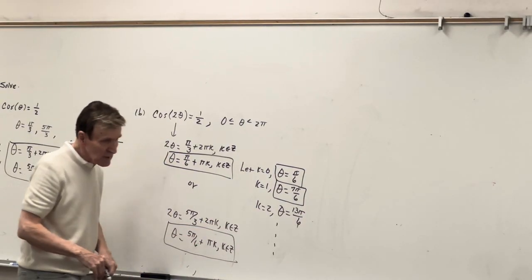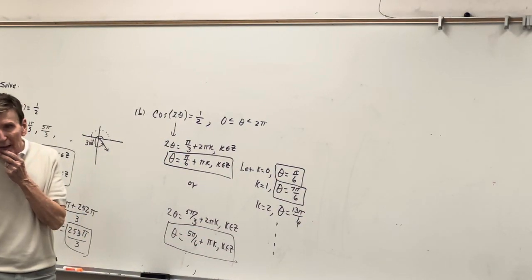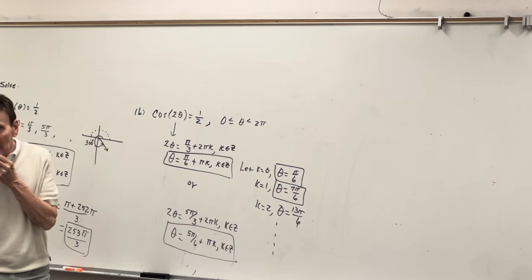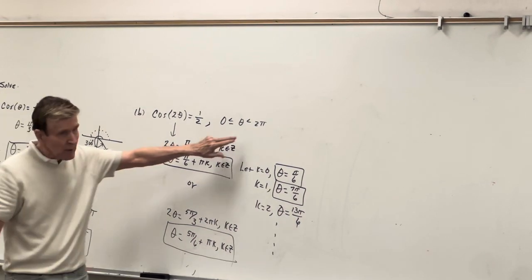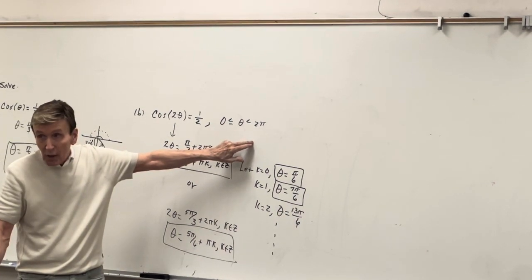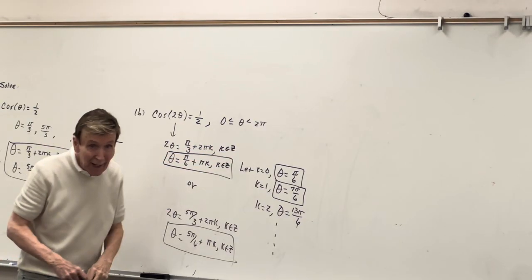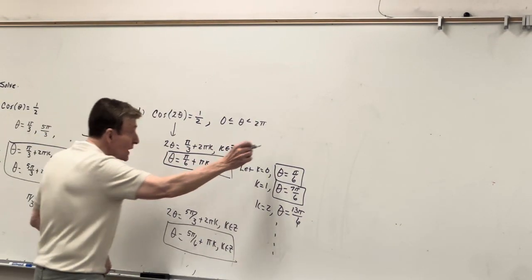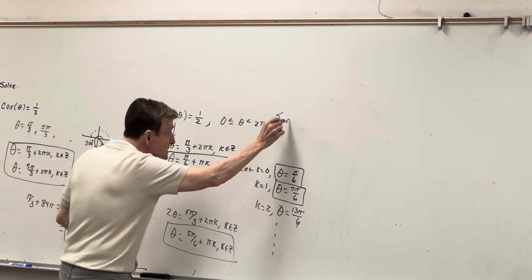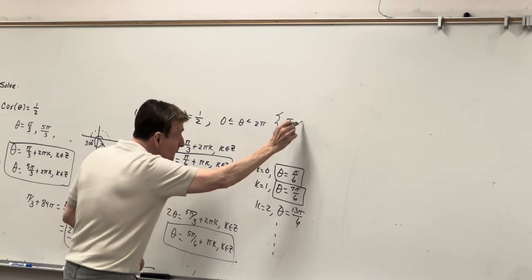When I get to 13 pi over 6, that scares me. I think it's outside. It's bigger than this, isn't it? Even though it works, therefore I can accept only two answers, and those answers are pi over 6 and 7 pi over 6.